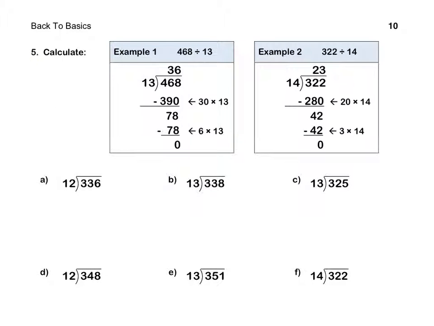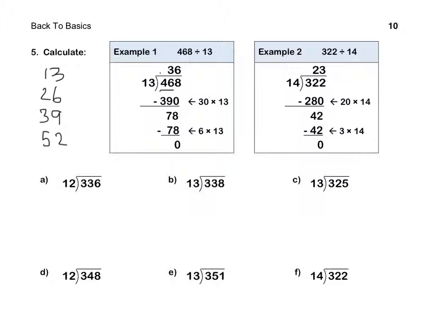Question 5. We're dividing by 13. So again, let's write out some multiples of 13. 13, 26, 39, and the next one is 52. Now, 13 can't fit into 4. The biggest number of times that 13 can fit into 46 is 3 times, because 3 times 13 is 39. Now to work out our remainder, this 3 represents 3 tens, or 30. So we say 30 times 13. 3 times 13 is 39.